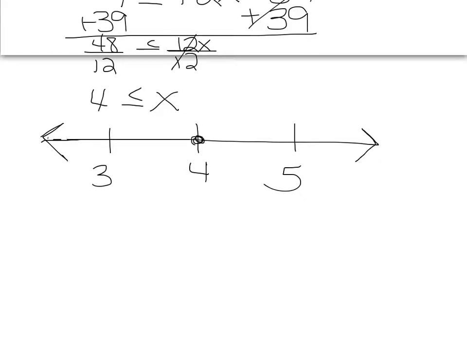And it's going to be a closed circle because it's less than or equal to, which would be a bracket. And if you wanted to check a value, you could try 5. If I put 5 here, 4 is less than or equal to 5. That's true, so you know that you're correct.